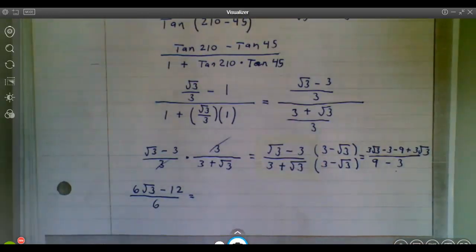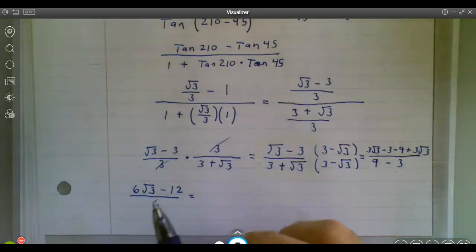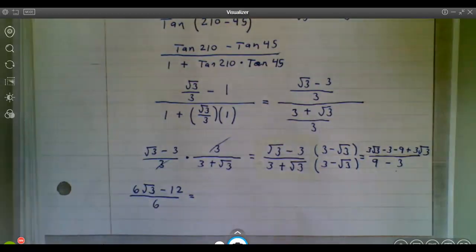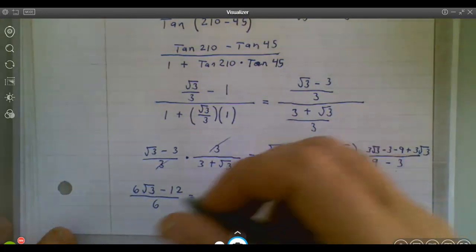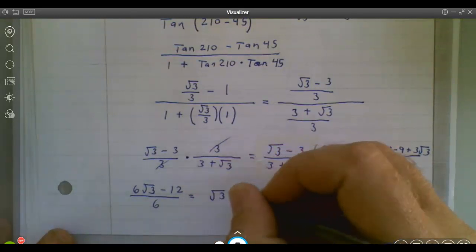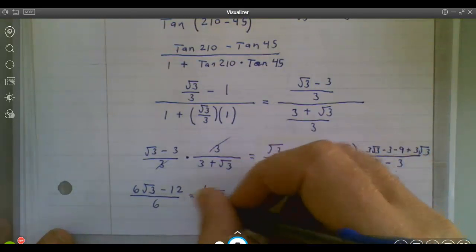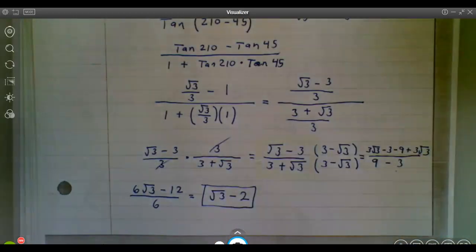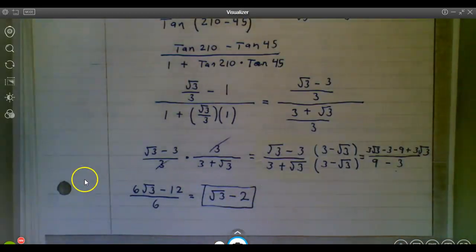As you reduce these, don't forget your basic rules on these. You cannot reduce unless all 3 terms reduce by the same value. So on this one, they do. Everything can be reduced by 6. So I'm going to divide everything by 6, and that should just leave me with rad 3 minus 2. So that's the way that one would finish. We do want to simplify as far as we can, but that's it for lesson 5.3.